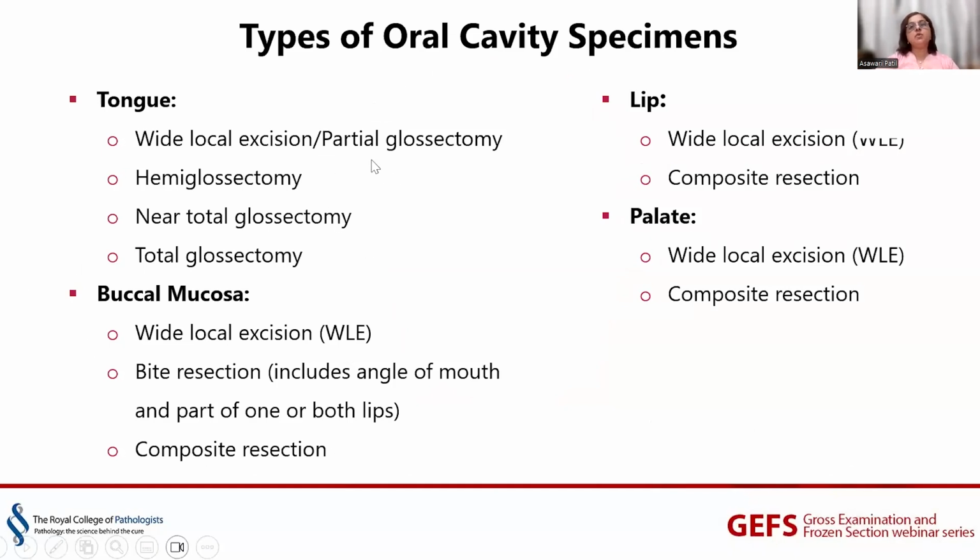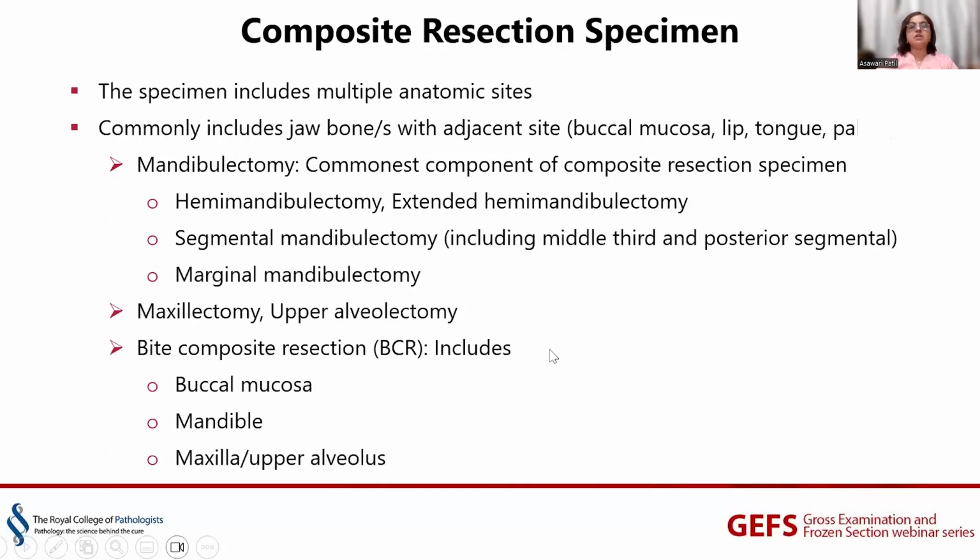So what are the types of oral cavity specimen we see? For tongue, we can have wide local excision or partial glossectomy. It can be hemiglossectomy, near total glossectomy. For buccal mucosa, there is wide local excision, wide resection, composite resection. Lip can be again wide local excision and composite resection. Palate again, wide local excision, composite resection. So what are these specimen?